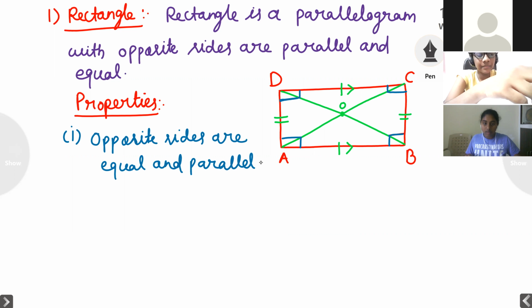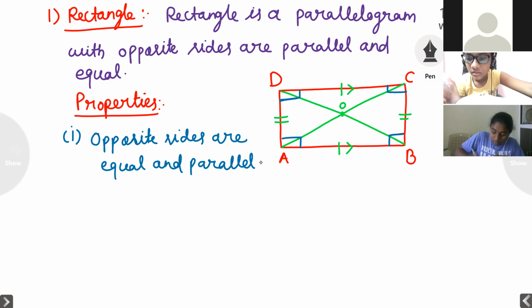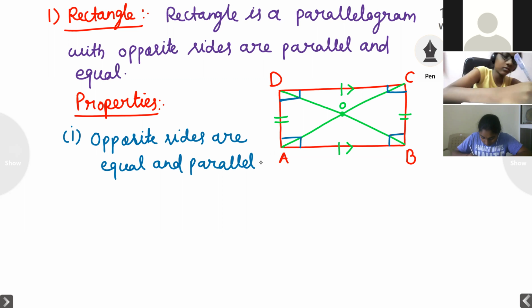Now tell me, students, in this figure, AB is opposite to which, CD or DC? AB is parallel to, AB is equal to DC or CD? DC, don't say CD. CD is also correct, but what is the correct answer? AB is parallel to DC. DC is going from D to C.